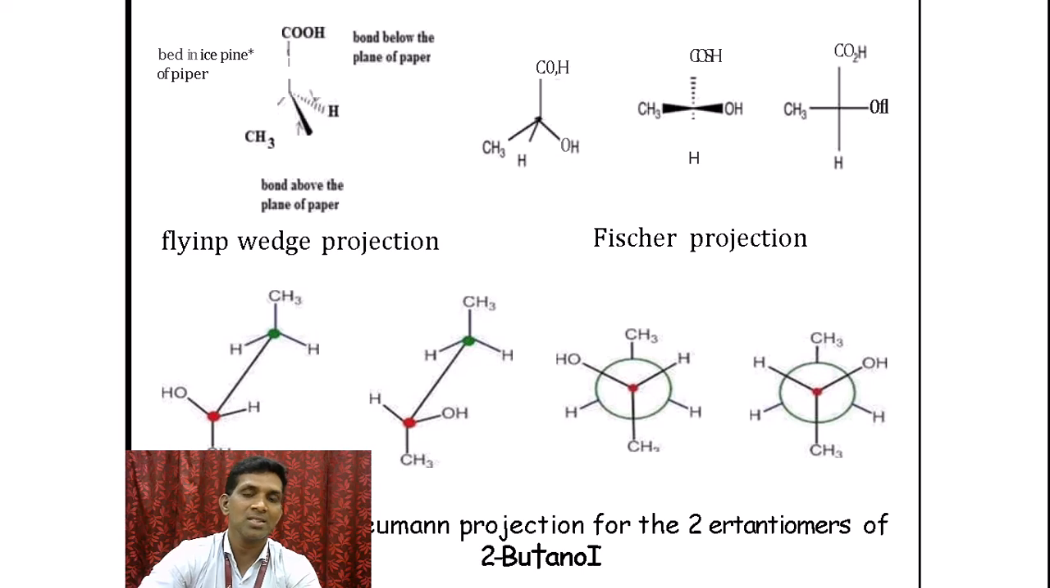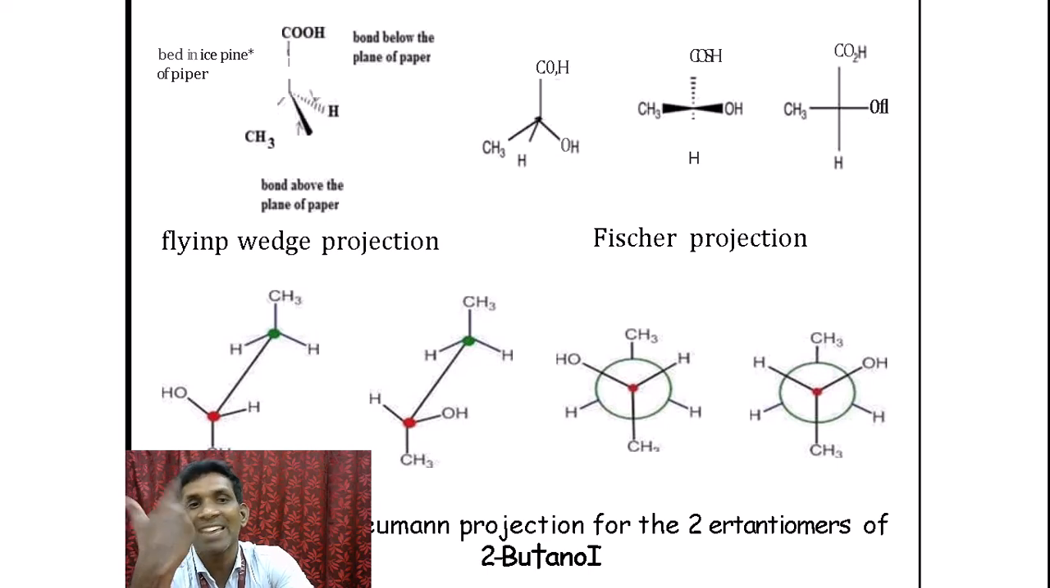So this is the entire outlook of all the projection formulas, and you can convert one projection formula into another projection formula. For example, if the given compound is given in a flying wedge projection, you will convert that into a 2D form, and then you have to convert that into a Fischer projection. The bond which is horizontal, you have to put in a thick bond, and the component which is present in vertical, you have to put in a dotted bond.